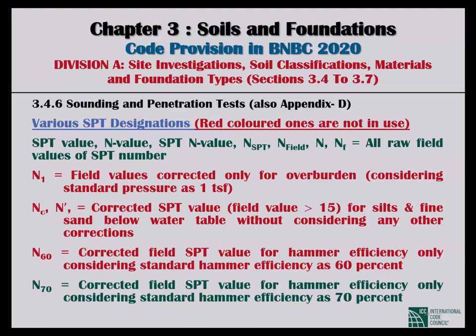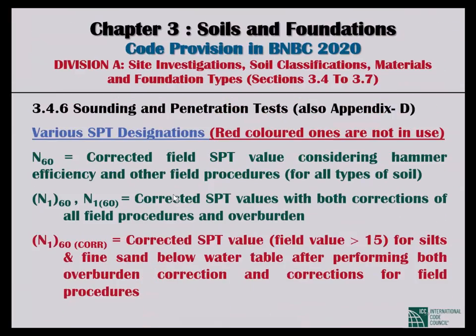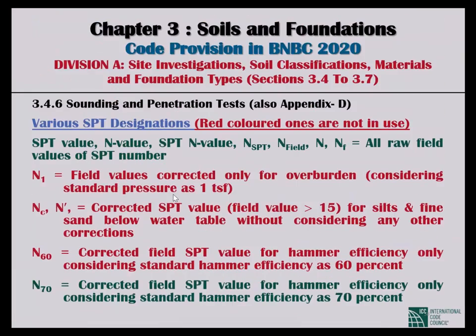You will get a lot of terms about these N values in the literature, a lot of designations. For example, in BNBC, only these red marked ones are ignored. In BNBC, we have these green colors, we do not have this one. This one is also neglected. In another place, I'll show you which are adopted by BNBC.